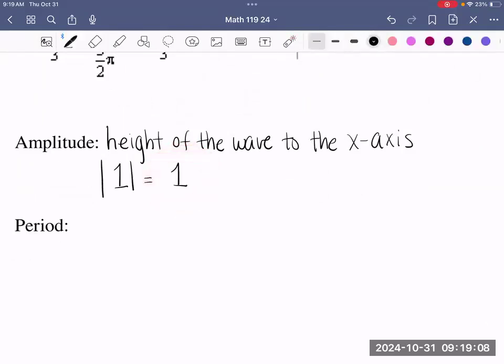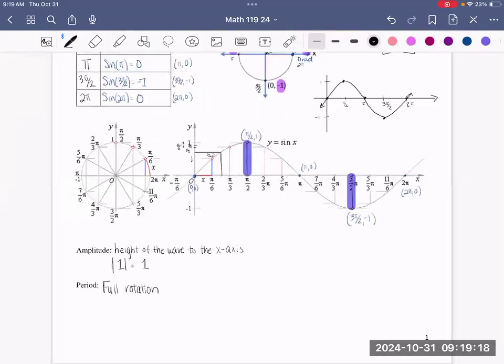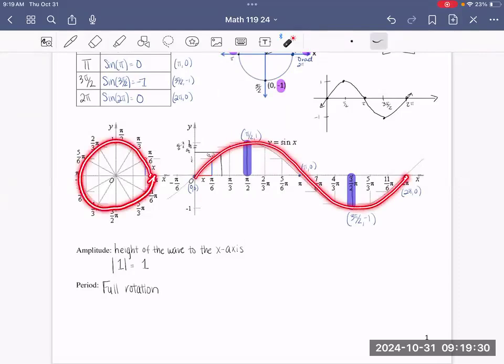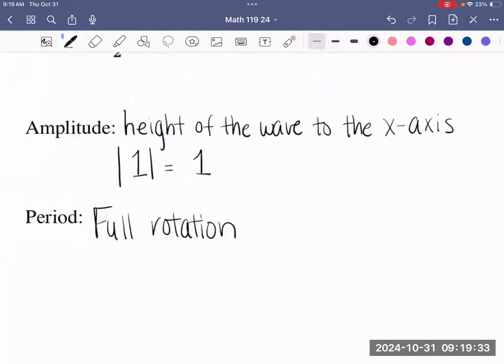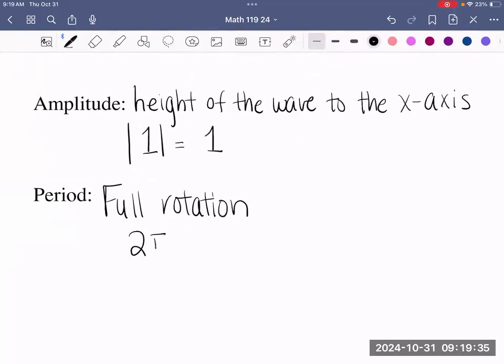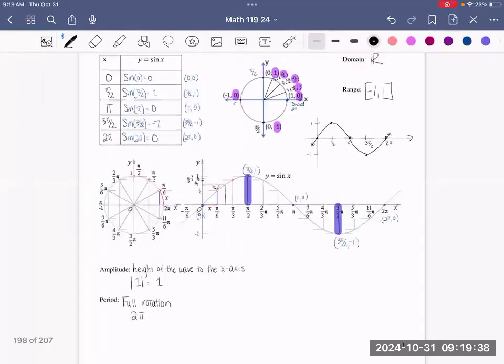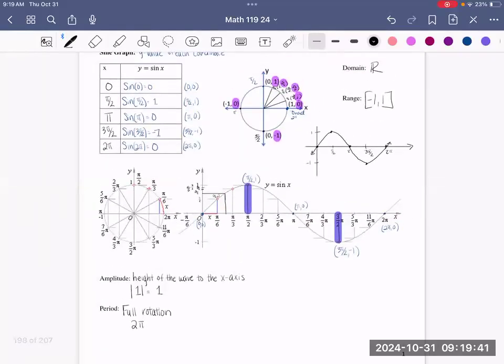Now, what does it mean by period? Well, a period is a full rotation. So in our case, how long did it take for sine to complete a full rotation about the unit circle? Well, to complete a full rotation before your values repeat is at 2 pi. So a period for sine is 2 pi. So again, its parent function should have an amplitude of 1 and a period of 2 pi.